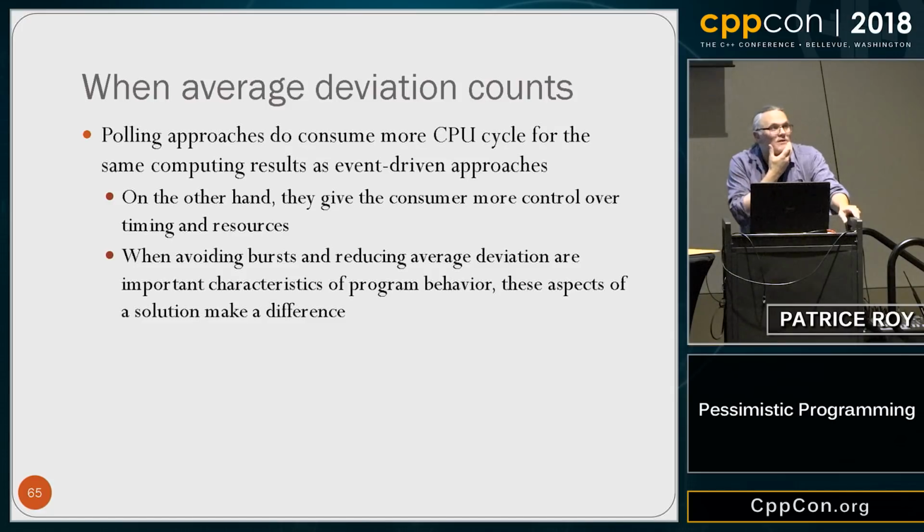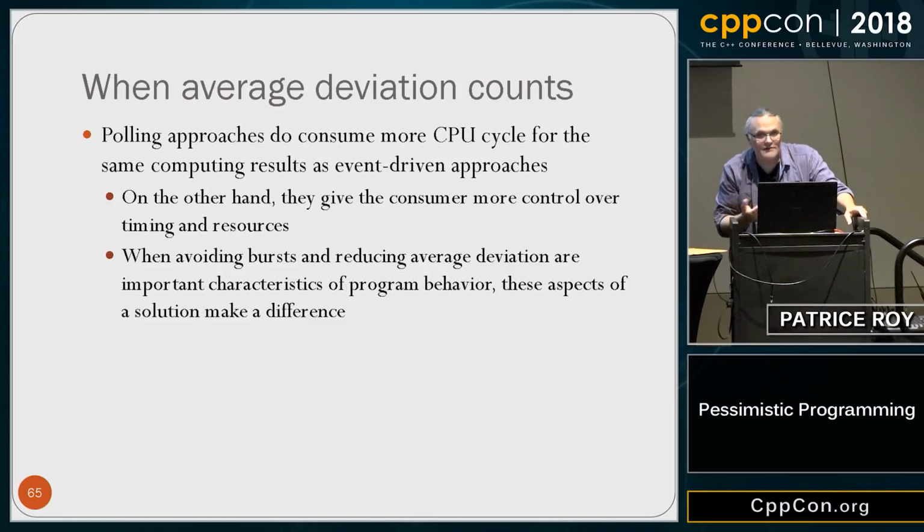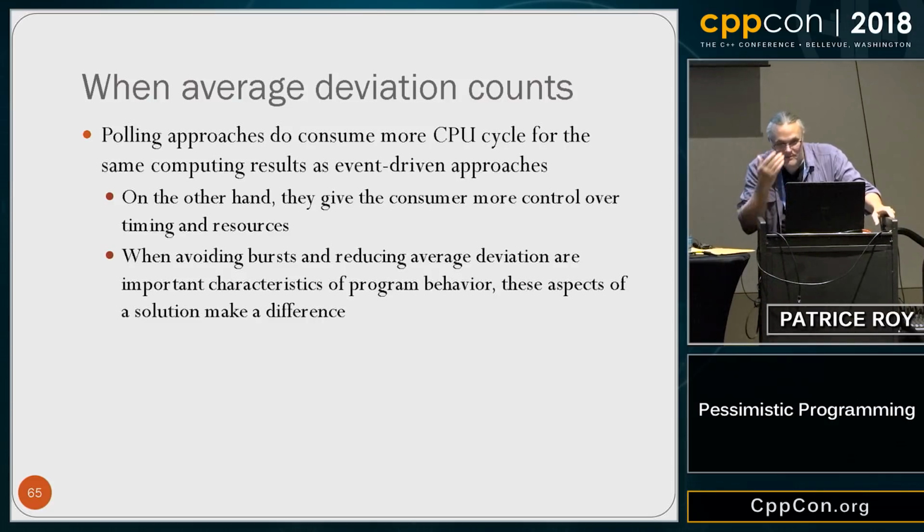So polling tends to be less efficient, of course. It consumes cycles that you don't really need to consume sometimes, but you control your rate. So it's not something that you should throw away, just something that you might not consider in general, but that's not something you should never consider ever.